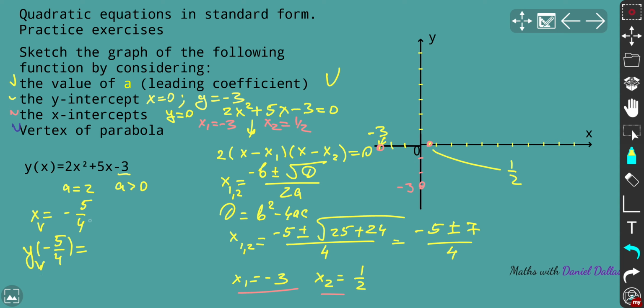So 25 over 16 times 2 is going to be 25 over 8. Next, plus 5 times negative 5 over 4 is going to be negative 25 over... my bad. The first one, 25 over 16, over 8. That's okay. And then we plug in negative 25 over 4. So we'll get negative 25 over 4. Next one, we subtract 3.